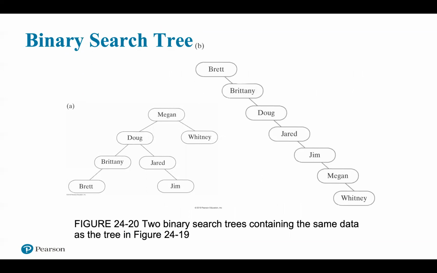The previous definition of a binary search tree implies that the tree's entries are distinct. We have imposed this restriction to make our discussions simpler, but we could revise our definition to allow duplicate entries. Chapter 26 considers this possibility. The configuration of a binary search tree is not unique. That is, we can form several different binary search trees from the same set of data. For example, figure 24-20 shows 2 binary search trees containing the same names that are in figure 24-19. Other binary search trees are possible.